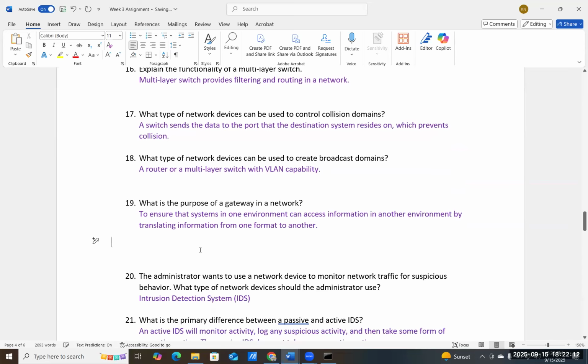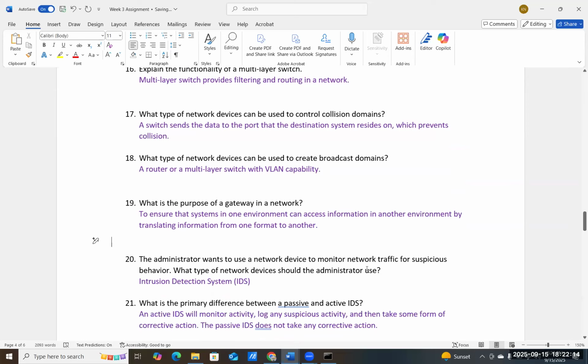Okay, for 20. The administrator wants to use a network device to monitor network traffic for suspicious behavior. What type of network device should the administrator use, right? In my opinion, this answer can be multiple, but when we narrow it down, it can be an intrusion detection system.